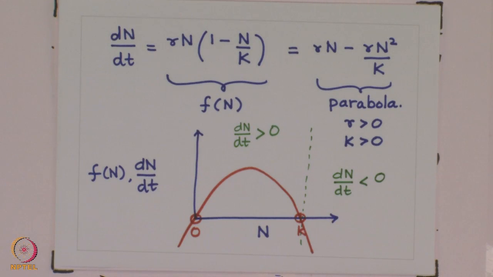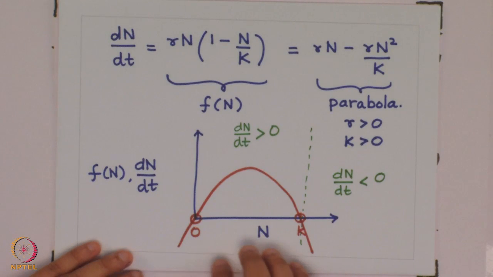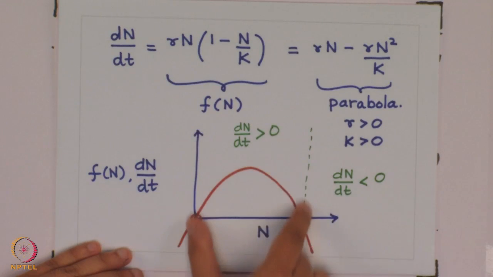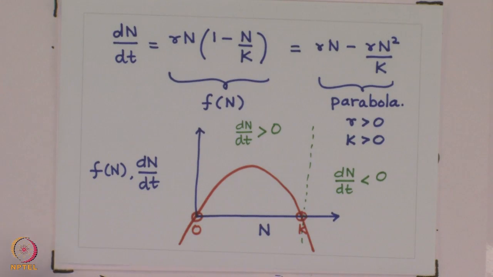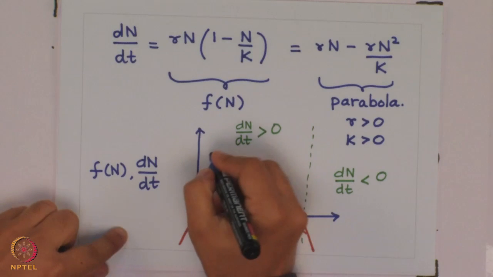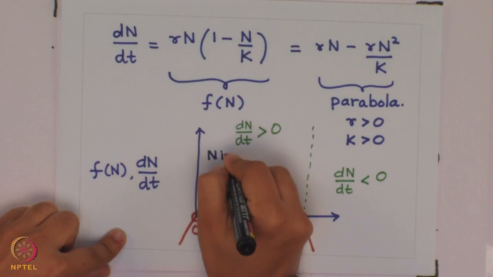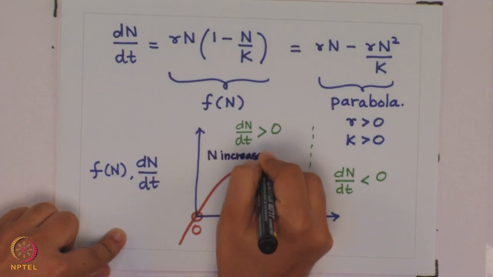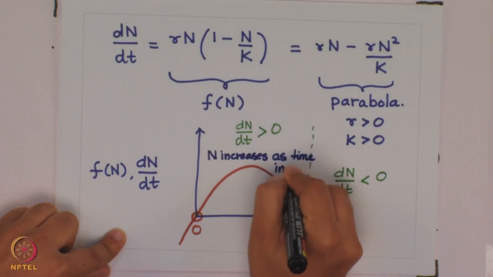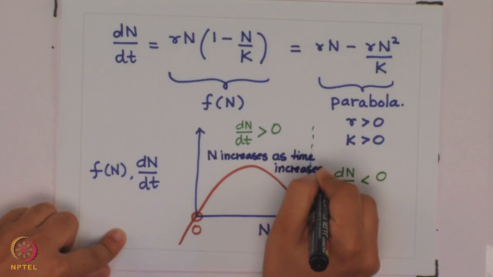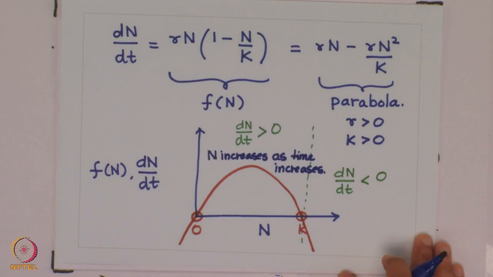So, what does this tell us? What this tells us is that when n is greater than 0, n is between 0 and k, or we are lying in this window, dn by dt is positive, and dn by dt being positive implies that n increases as time increases. That is the physical meaning associated with dn by dt being greater than 0.